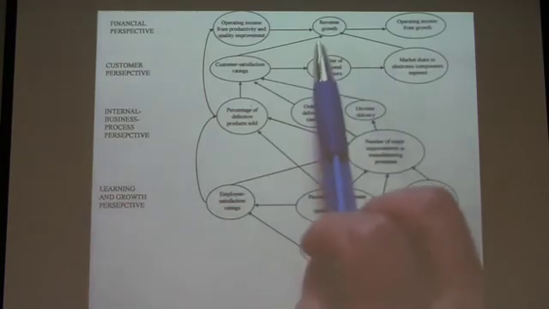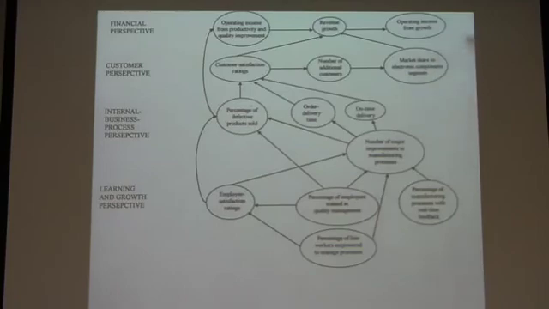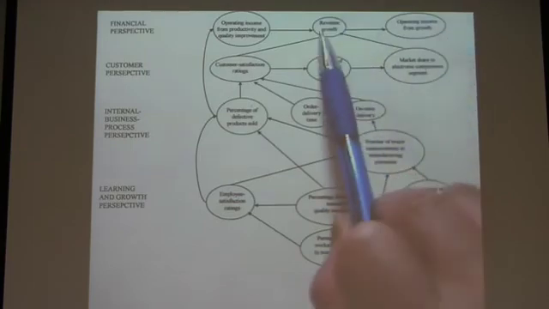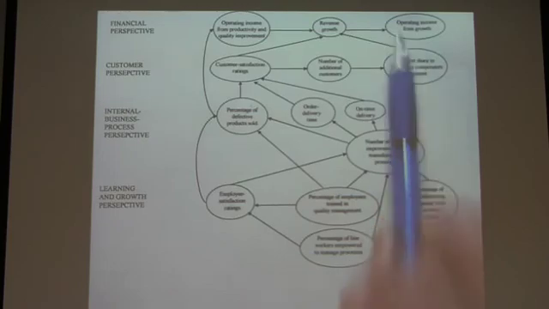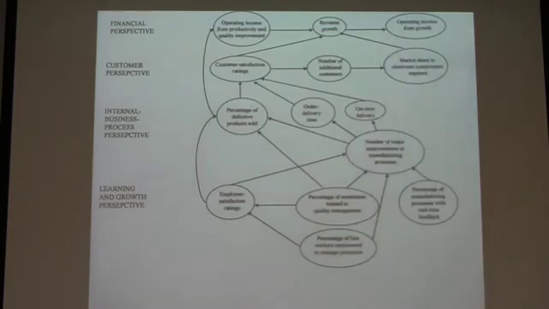Now, a revenue growth will definitely translate to operating income. Okay, so we know that from a financial perspective, this is important. That's going to generate income. All right, so that is what they call a strategic map. It's just an example of that.